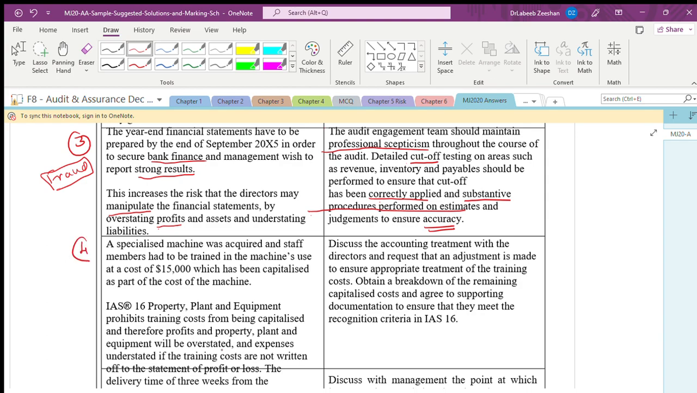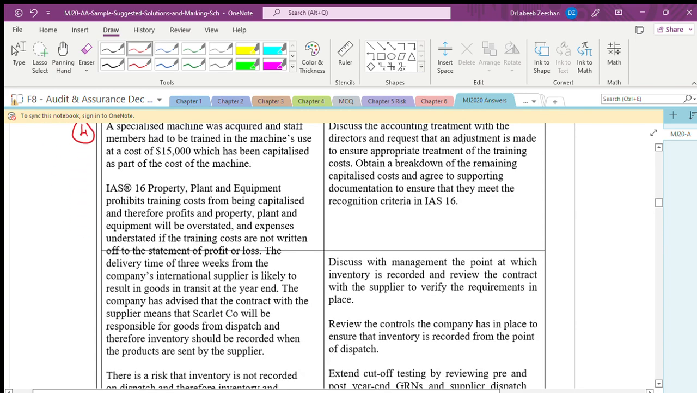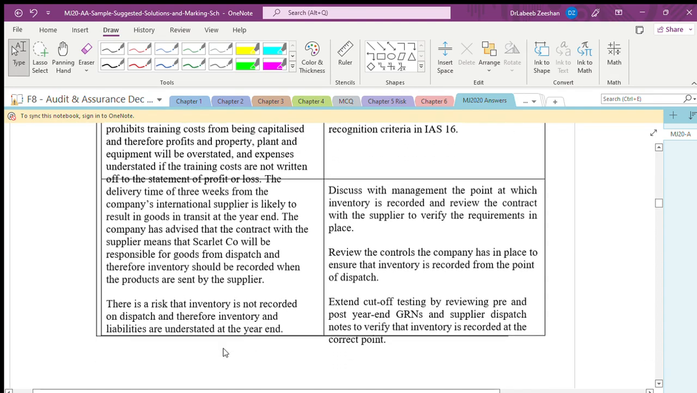Very technical point is this. What it says: a specialized machine was acquired and staff members had to be trained in the machine, costing 15,000, which has been capitalized as part of the labor.